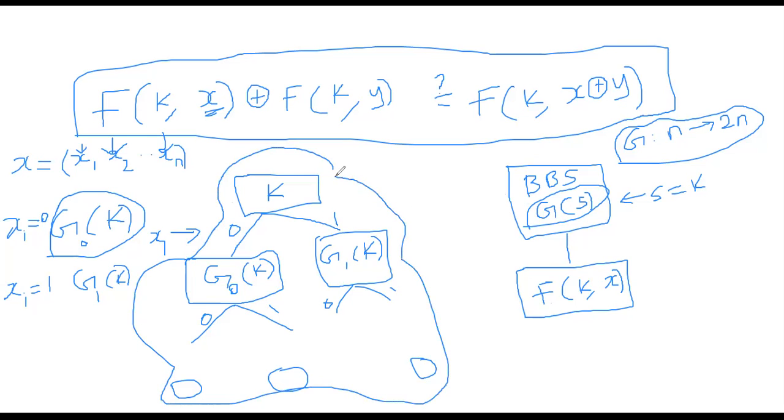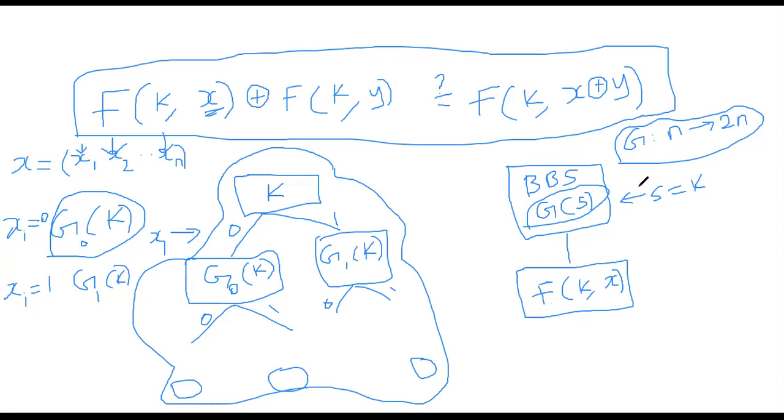What I'm going to show you is this part: F of k of x XOR F of k of y is not equal to F of k of x XOR y, for many x and y. This is what I'm going to explore with you. I hope it's clear. BBS is a black box for us.